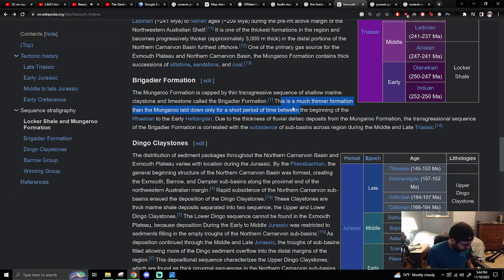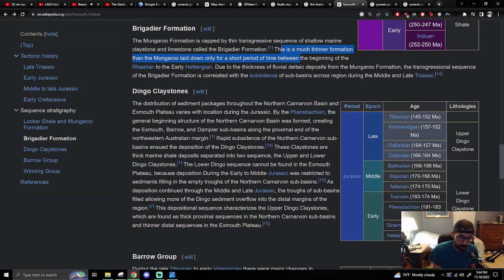Okay, let's keep going. Then Jurassic. So we're through the Triassic into the Jurassic, where the earliest Jurassic is called the Lower Dingo Claystone. So the Dingo Claystones. Uneven distribution. Let me see where that is from. The distribution throughout the blah blah blah varies. Okay, yeah. So let's keep going.